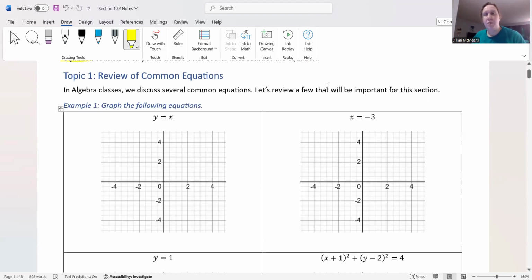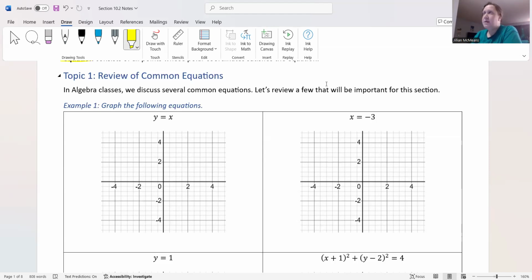Okay, so before we dive into the actual graphing of polar equations, let's review a few equations that are really important that you have a general understanding of here in the rectangular world, so that when we see their polar versions, it's not quite so hard to bring them to the surface. Some of this might be a little dormant because we haven't been in 171 for a while. So in algebra classes, we discussed several common equations. Let's review a few that will be important in this section.